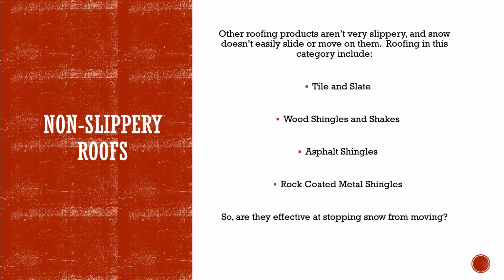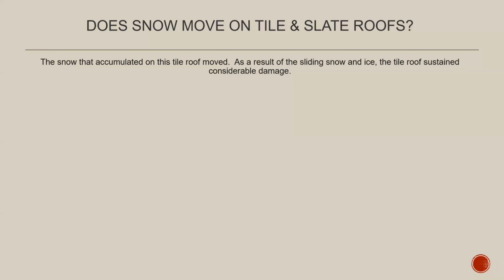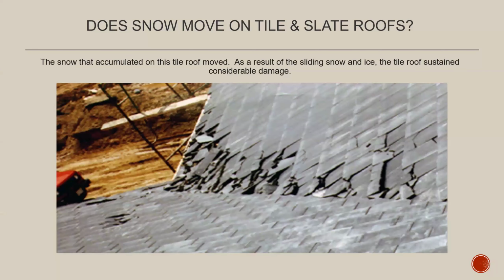If you're designing outside of snowy regions, you need to be considering the type of roof that you're dealing with and if snow or ice or hail or any of that still could be an issue coming off of that roof, such as a dome. So other roofing products are not as slippery, such as tile and slate, wood shingles and shakes, asphalt shingles, and rock-coated metal shingles. Since they're not slippery, oftentimes it's thought that snow and ice will not move on them. So this is concrete roof tile.